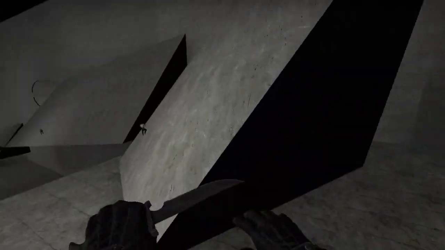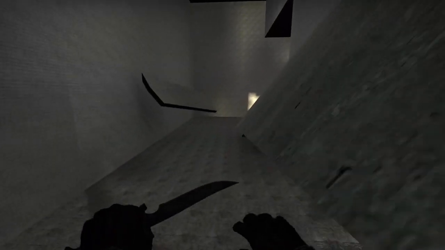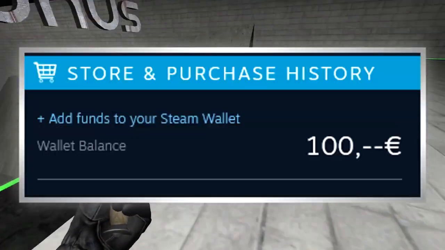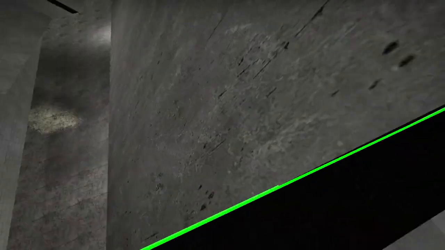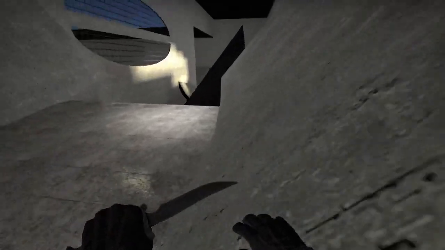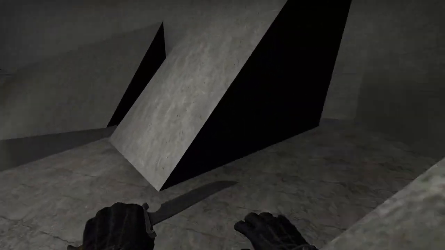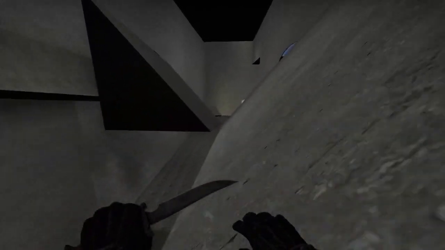So here is what I've been doing when I start realizing that my trust factor goes down and I want to get it up again. I just load up 100 euros on Steam. Then I go in-game and buy those pin capsules. It is very important that you do this in-game and not on the market. Yes, in-game, since we are going for cost per million in the game, in CSGO.